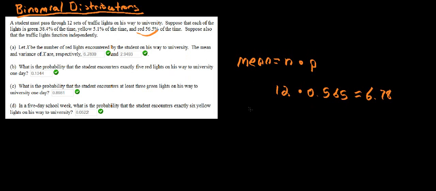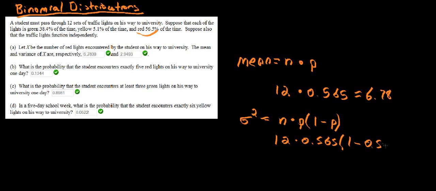Now how to calculate variance? Variance is calculated by sigma squared, which is also the denotation for variance, is equal to the sample size multiplied by the proportion multiplied by 1 minus the proportion. So our sample size is 12. Our proportion is 0.565. 1 minus 0.565. And now if you were to actually do this calculation, you will get 2.9493, which is the answer. So this is how you would calculate the mean and the variance of something regarding a binomial distribution. You just need to have the proportion and the sample size. So let's move on to the next question.